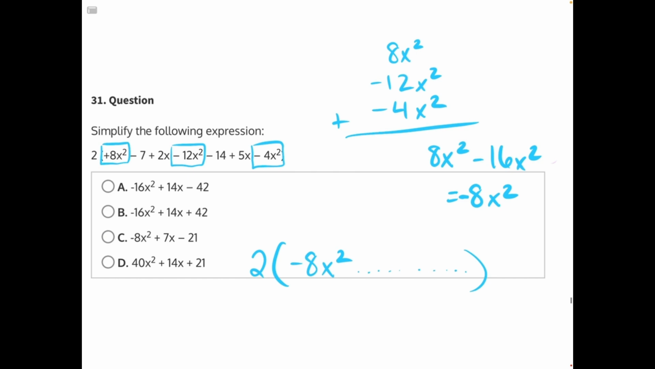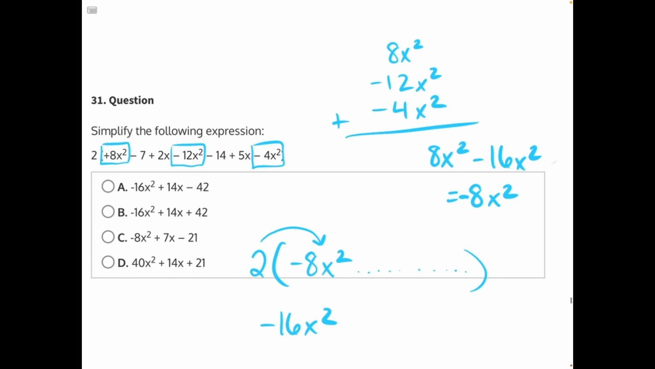Now we can take a quick second, because this test is all about doing these problems as fast as you possibly can. Let's take a second to look through our answer choices and see if we can predict which one might be correct or which ones are definitely wrong. If we were to complete the final step of this problem early, where we would distribute that 2 into the parentheses, the final result of this first term in our polynomial would be negative 16x squared, 2 times 8x squared negative.